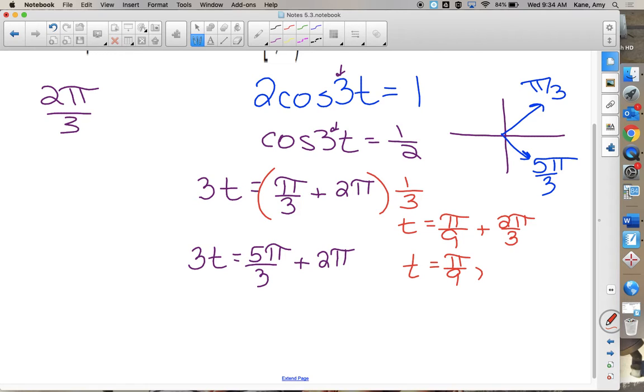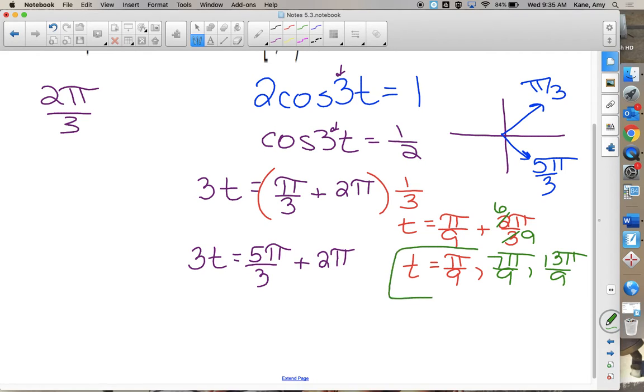So how can I get a common denominator so that we can continue to find another one? If we multiply this by 3, it becomes 6 pi over 9. So if I take pi over 9 and add 6 pi over 9, I now have 7 pi over 9. I need to do that one more time because the 3 means there are now 3 periods in one cycle from 0 to 2 pi. So if I take 7 pi over 9 and add 6 pi over 9, I get 13 pi over 9.